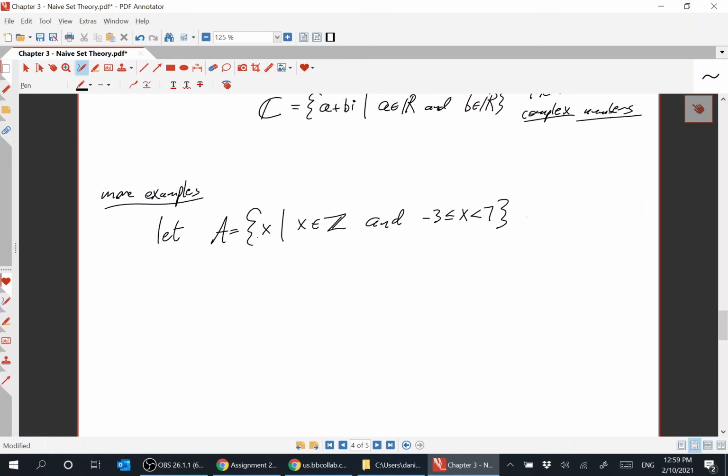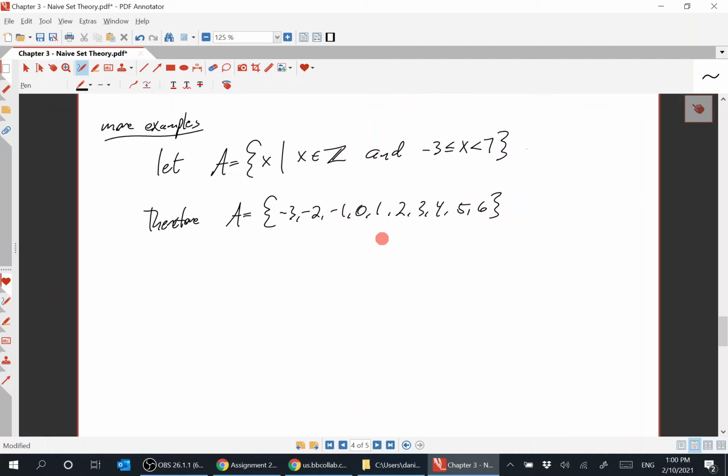So let A be equal to the set of all x, such that x is an integer, and -3 is less than or equal to x and x is less than 7. Therefore, what? How can we say it without the set builder notation? A is equal to the set of -3, -2, -1, 0, all the way to 6.